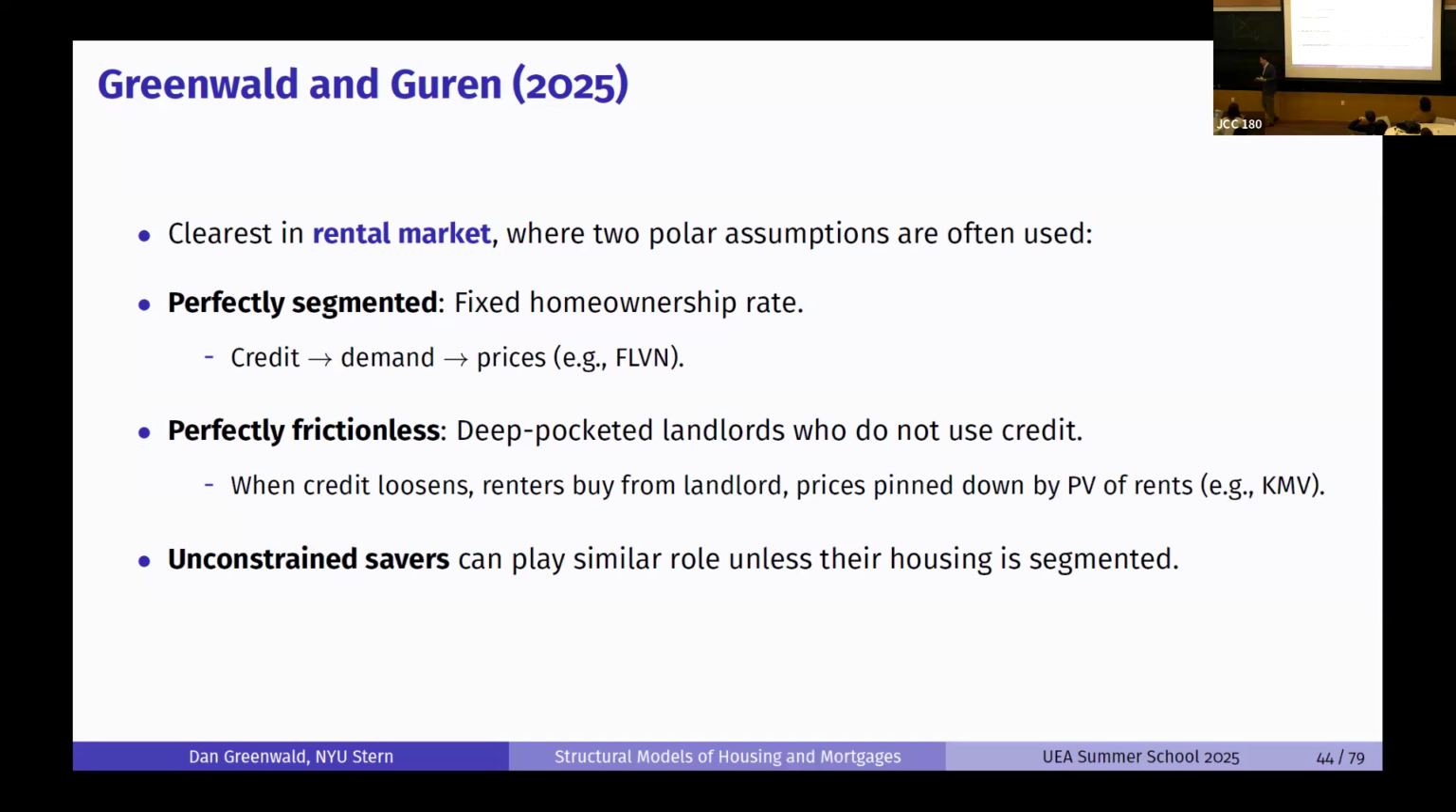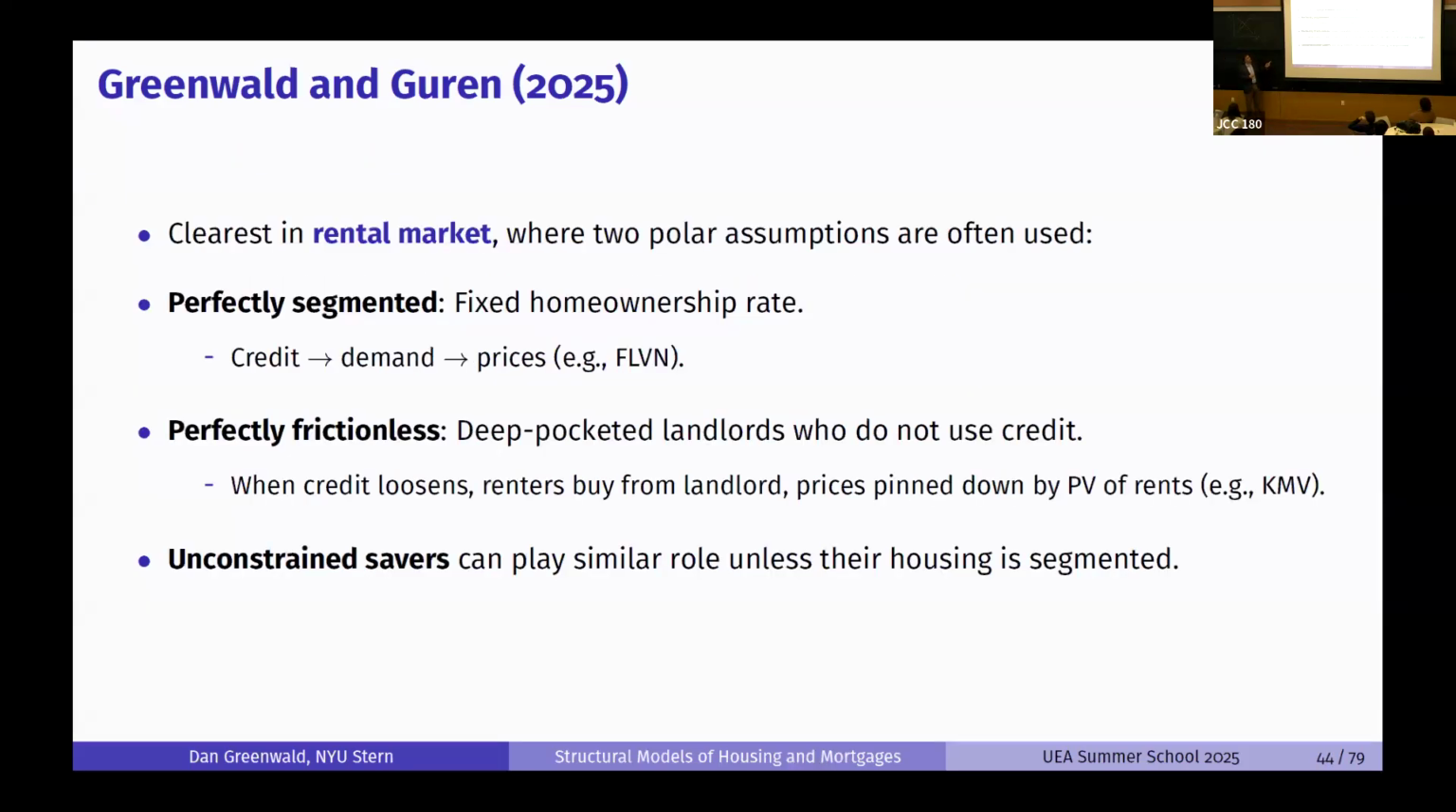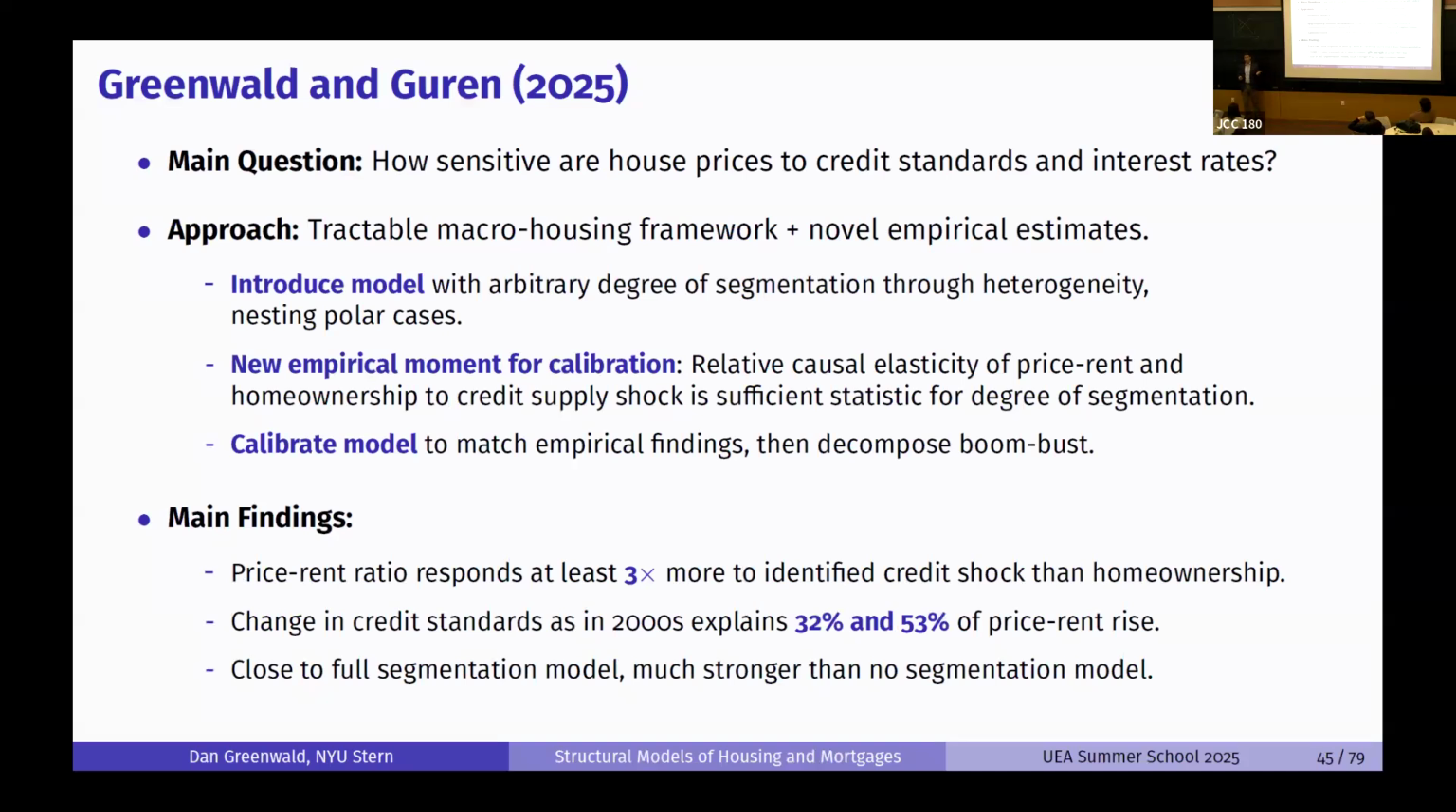So I'll talk about that more in a minute. Okay, so the question that we're going to ask is fundamentally how sensitive are house prices to credit standards and interest rates? We're going to try to use a tractable framework based on the paper I just showed you. But it's going to have a new feature where we can nest these polar cases as well as any amount of segmentation in between, which I'll define in a second. Then once you can do that, you have to know, okay, where should I set the model now that I have this entire spectrum of possibilities?